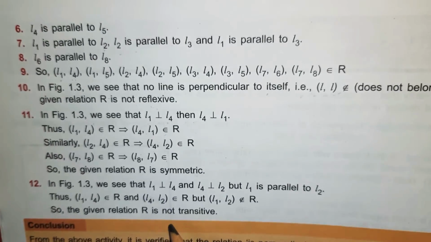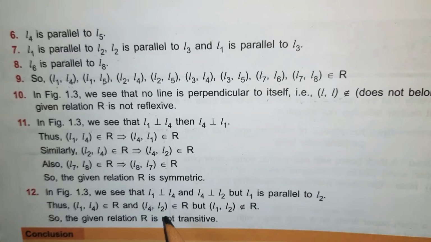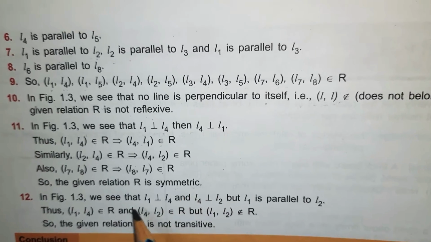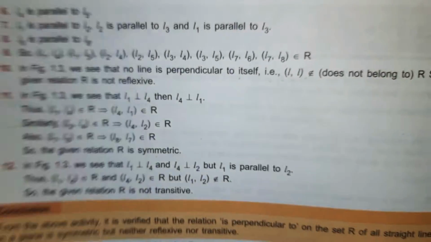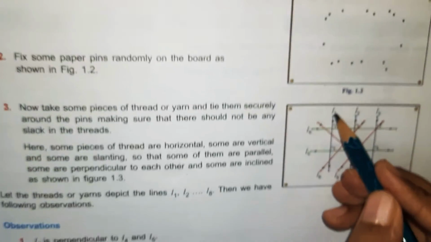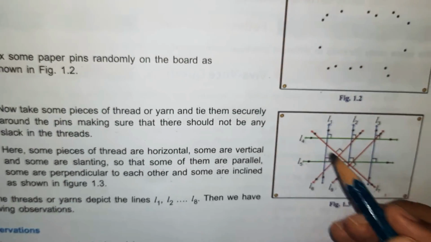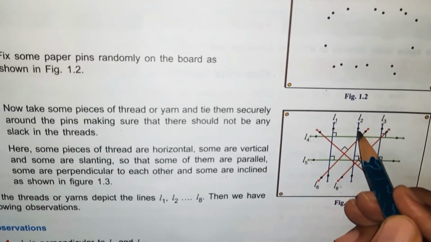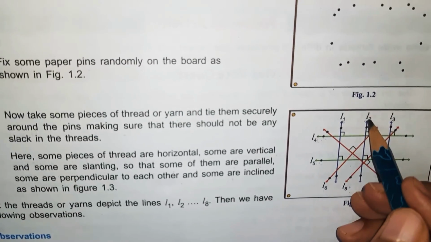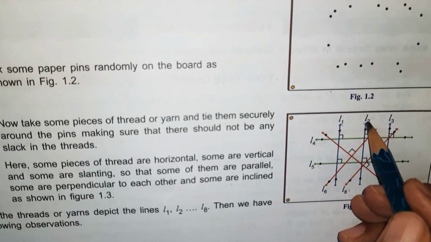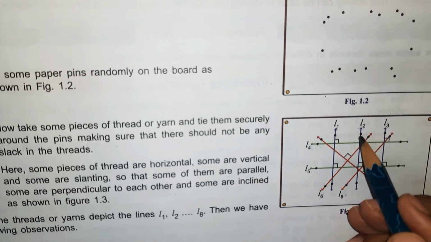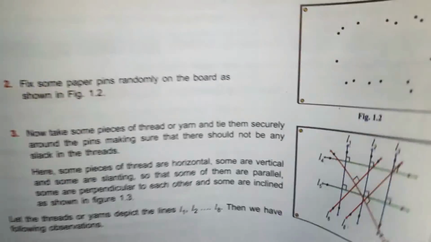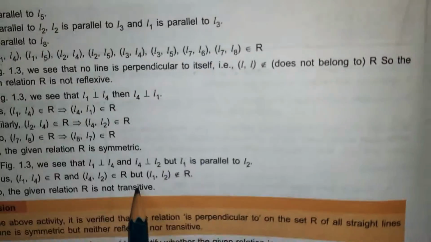Now, come to the not transitive case. We have proved not reflexive. We have proved symmetric. Now, we see that L1 is perpendicular to L4. Now, come to the diagram. That will be good for you. L1, L4, L2. L1 is perpendicular to L4. L4 is perpendicular to L2. Is L1 perpendicular to L2? No. If any case will not satisfy the definition of relation, that means this is not transitive. So that means this is not transitive.